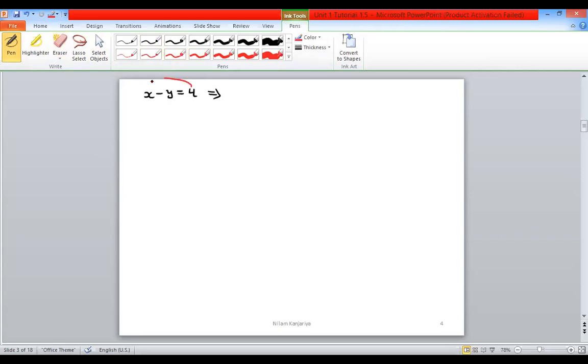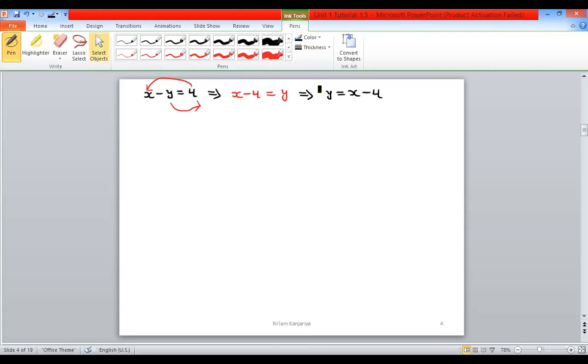So first of all, you can move the 4 here, and it changes its sign. And if you move the y here, it also changes its sign. So first of all, I move the 4 to this side, so this equation becomes x minus 4, and moving the y here, this is positive y. So I got the equation y is equal to x minus 4.